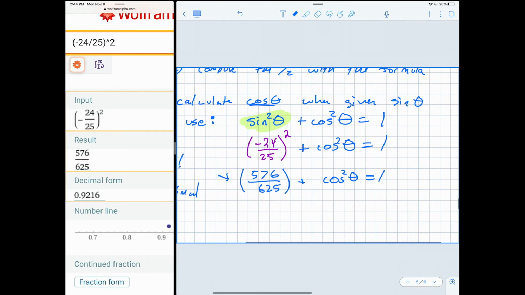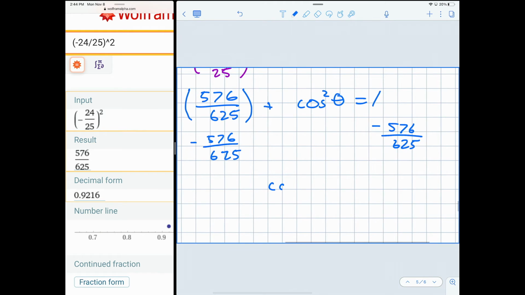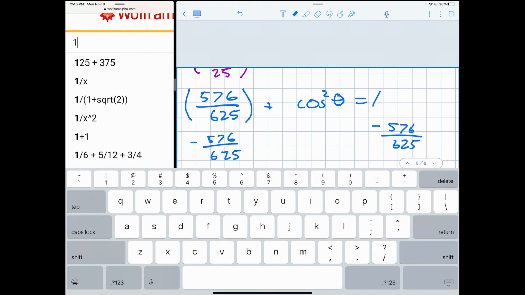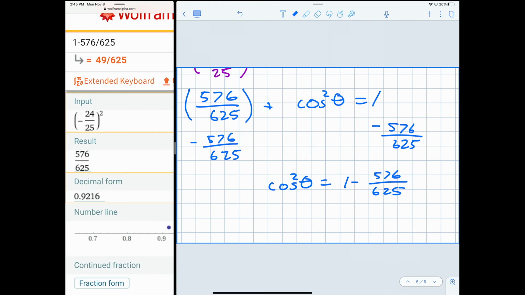And now we're trying to solve for cosine. So you've got to solve this for cosine. So you need to subtract this 576 over 625 from both sides. On the left-hand side, you're just going to end up with cosine squared theta. On the right-hand side, you have 1 minus 576 over 625. That's another job for a calculator. That's why I left this up. 1 minus 576 over 625. So 49 over 625.